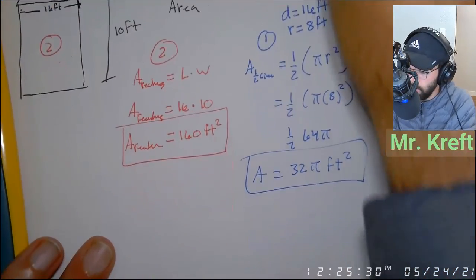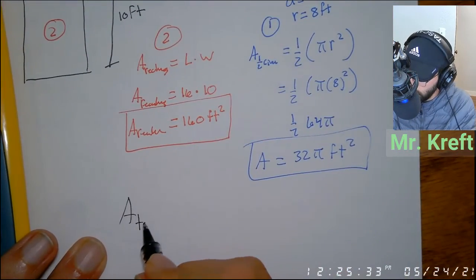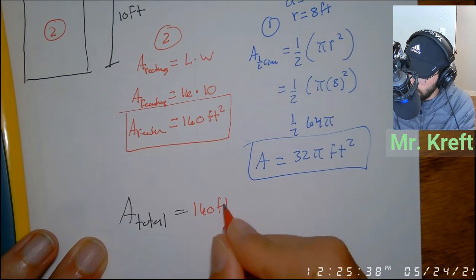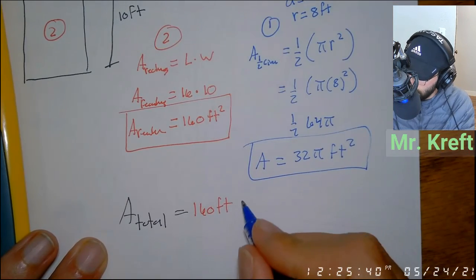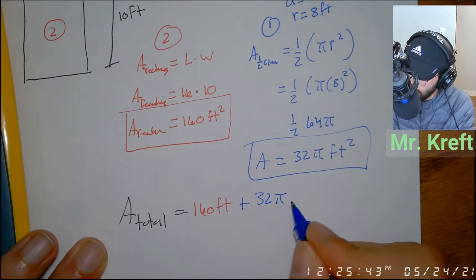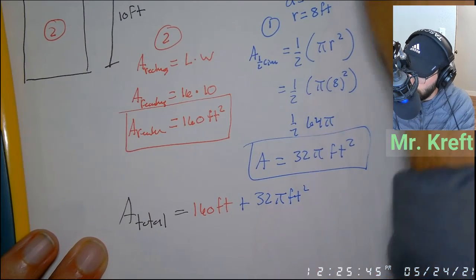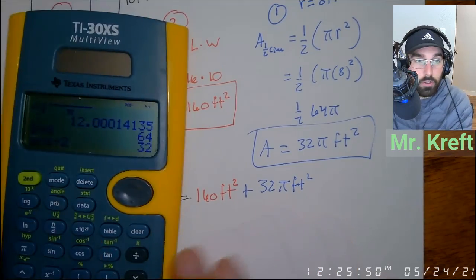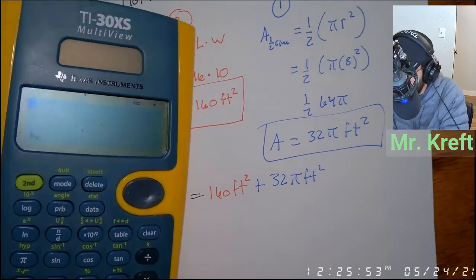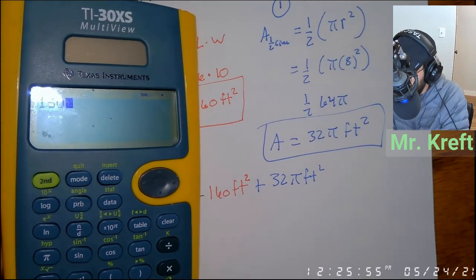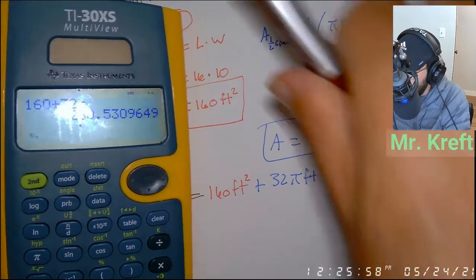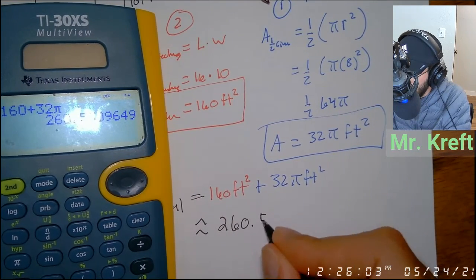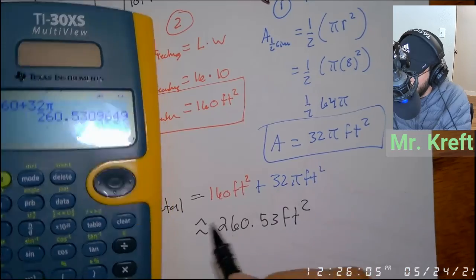Then at the very end, for the total, I'm going to have the 160 feet squared plus the 32 pi feet squared. Sorry, they're both squared. You're going to add those together. I'm not going to round until here. I go 160 plus 32 pi, and I get approximately 260.53 feet squared.